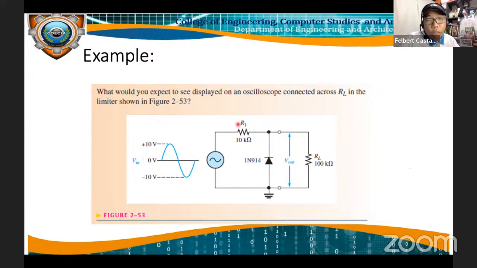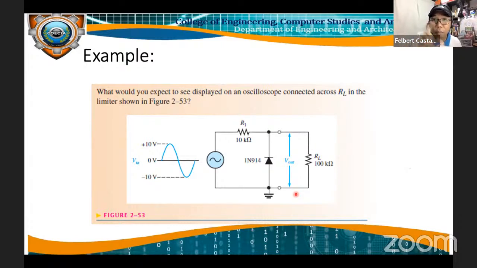Okay, so the R sub 1 is 10 kilo ohms or 10,000 ohms. Yung R sub L natin is 100 kilo ohms or 100,000 ohms. So yung V out mo, itong blue na arrow na to. So para ma-measure natin yung V out, you have to connect your oscilloscope here. Oscilloscope is a measuring instrument. It will display yung waveform ng ating output.